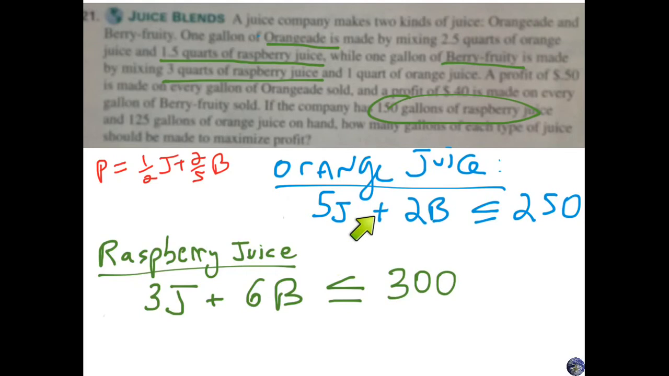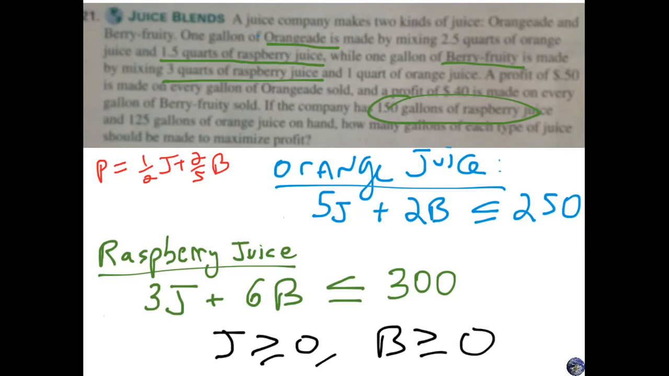So now we've got our 2 constraints, and the 2 other constraints which are sort of implicit in this problem is that J has to be bigger than or equal to 0, and B has to be bigger than or equal to 0. So really, all we're looking at is the first quadrant.